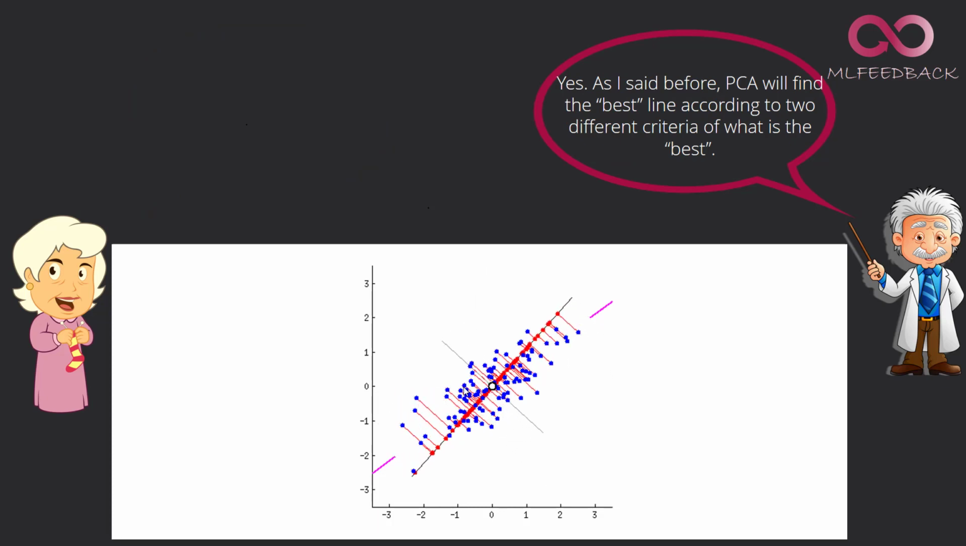The interesting part is this. As I said before, PCA will find the best line according to two different criteria. What is best is defined by two different criteria. What are these two different criteria? First one, maximum variance. Second one, minimal reconstruction error.